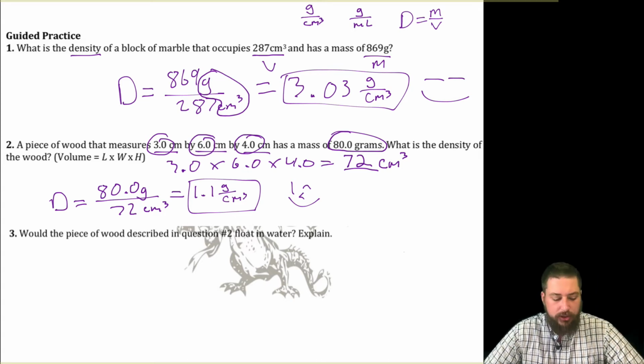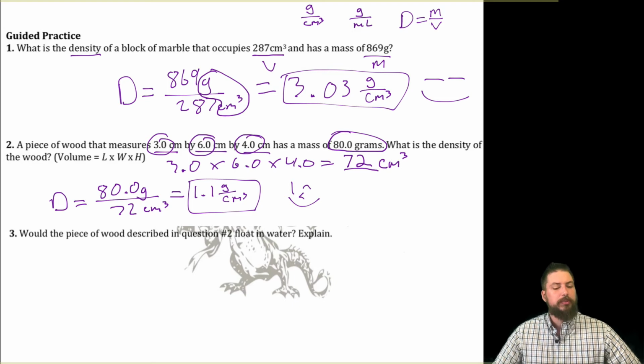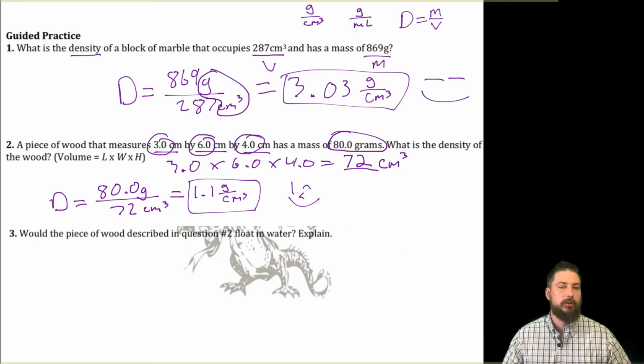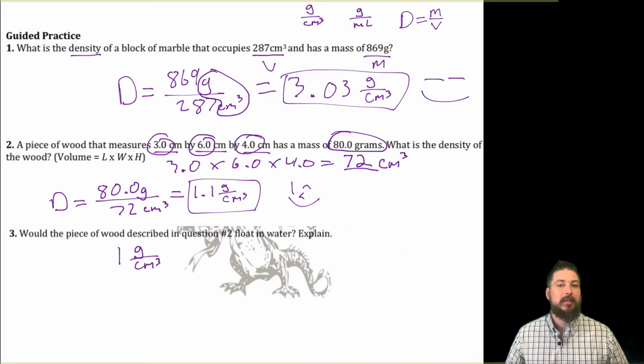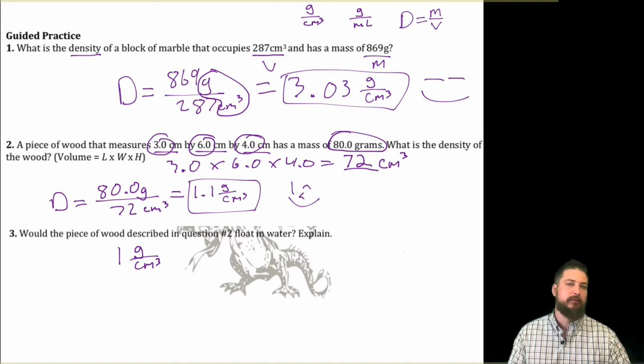All right, now the question for number 3 says, would the piece of wood float? So would this piece of wood, described in number 2, float in water? Now the density of water is 1 gram per centimeter cubed. And if the density is less than the density of water, it will float. And in fact, I'm going to broaden that definition. If the density of an object is less than the density of the fluid that it's in, it will float.